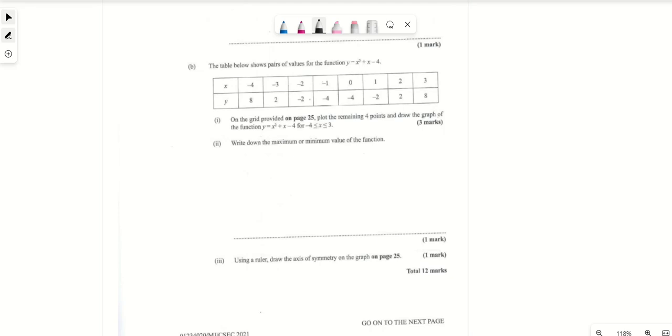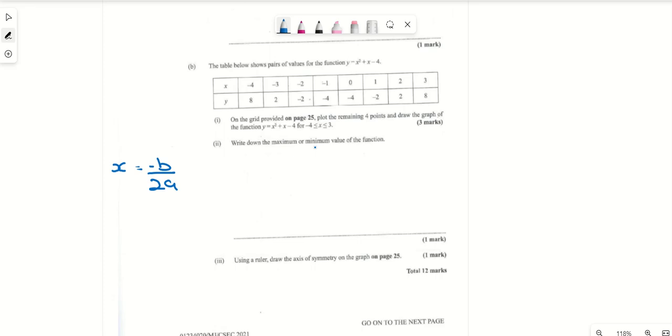Now guys, to find your minimum or maximum value, you need to find out your axis of symmetry. Your axis of symmetry is known as x equals minus b all over 2a. This would be your axis of symmetry, and whatever that x value is, when you put it back into your function or put it back into this equation, that is your minimum or maximum value.